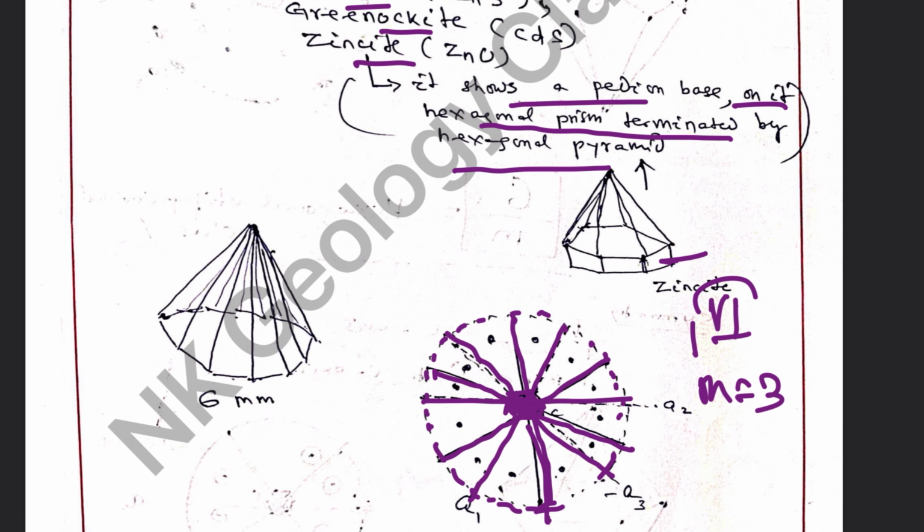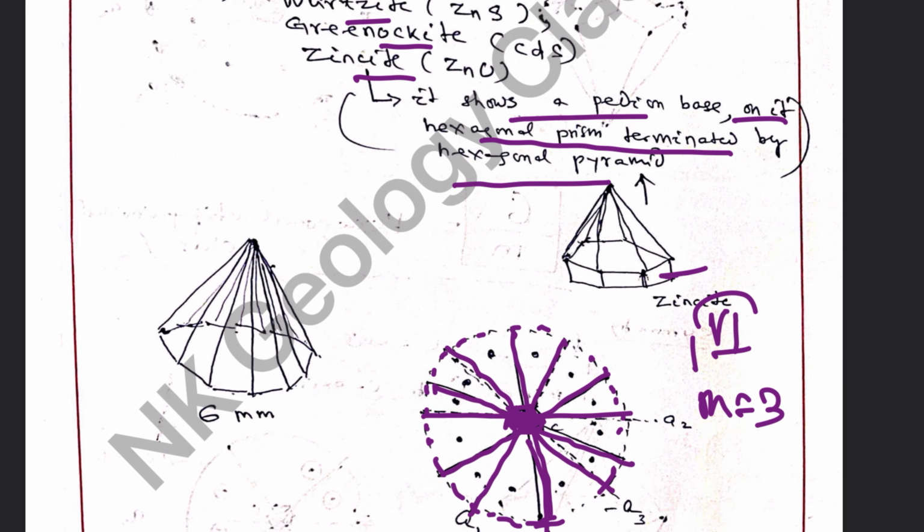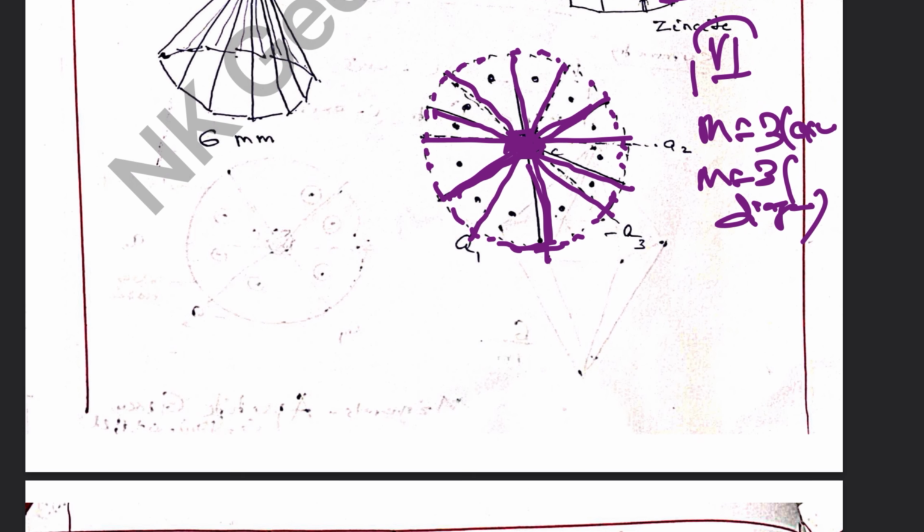Here, 3 axial and 3 diagonal bisecting the axis or perpendicular to the crystallographic axis. Thus we have 6 mirror planes, one axis of 6 pole, and no horizontal plane of symmetry because center of symmetry is lacking.